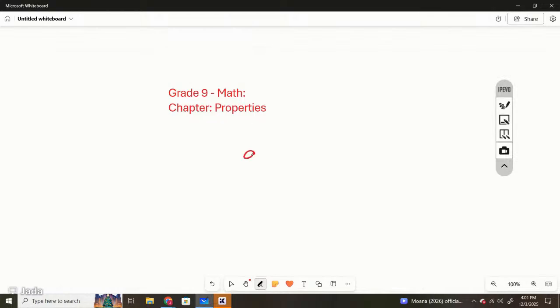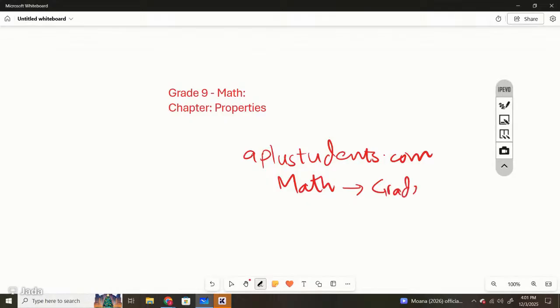You can find all the lessons on aplusstudents.com. You have to log in there using your email address and password as provided by the administrator. Then you have to select math from the subject tab, scroll down to grade 9 math, and then click on view all lessons. There you can find the list of the chapters.